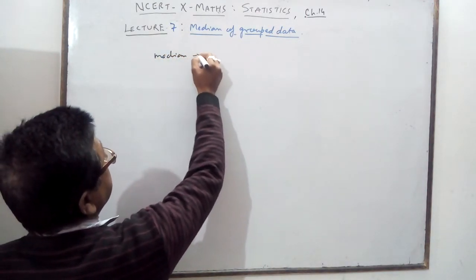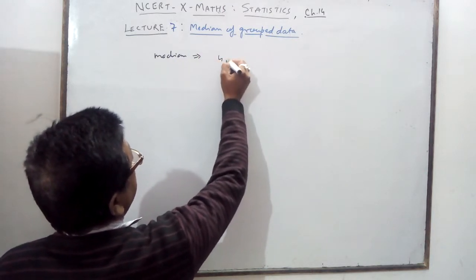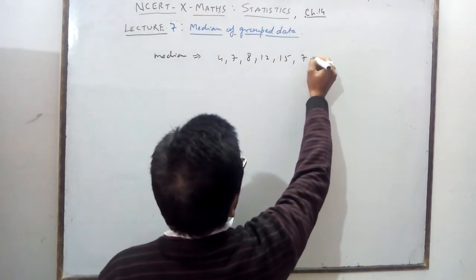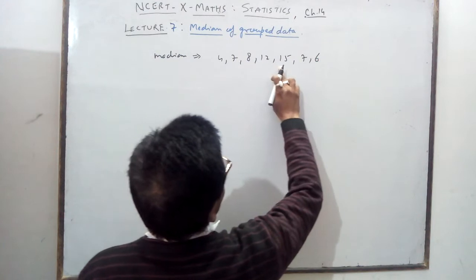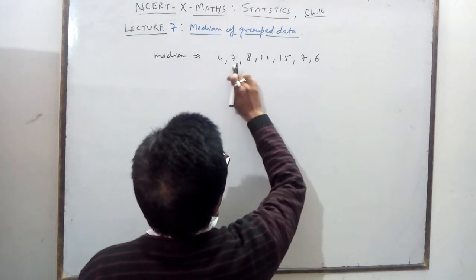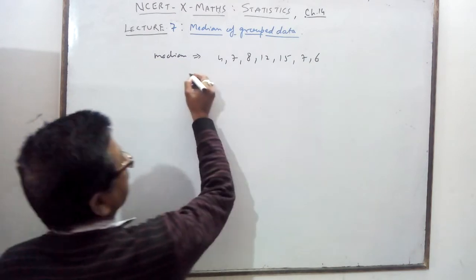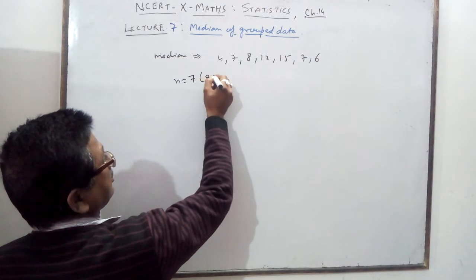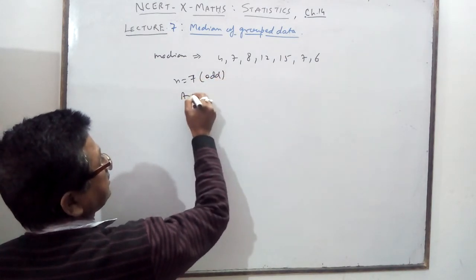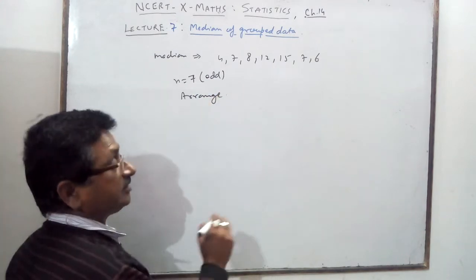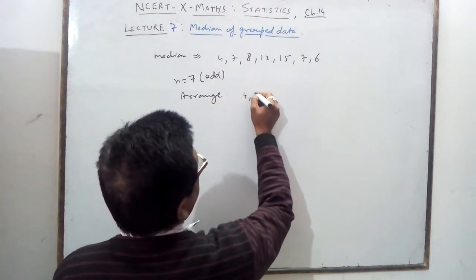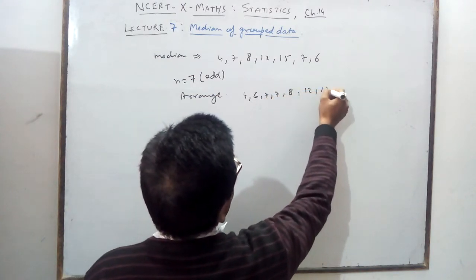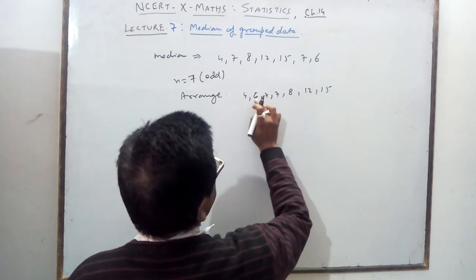The data given is 4, 7, 8, 12, 15, 7, 6, 3, 3, 6, 7, 8, 7. What is the number of terms, as we know from the previous class? It is 7, which is odd. So first we arrange the data in ascending or descending order: 4, 6, 7, 7, 8, 12, 15. Counting 1, 2, 3, 4, 5, 6, 7.